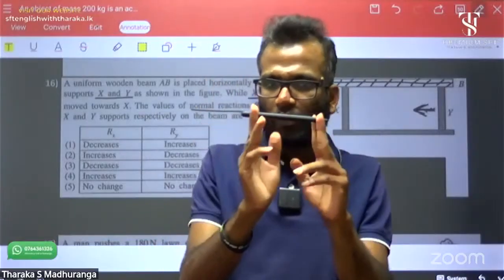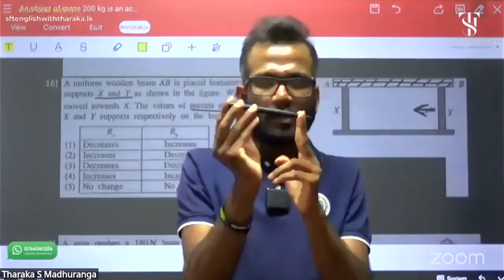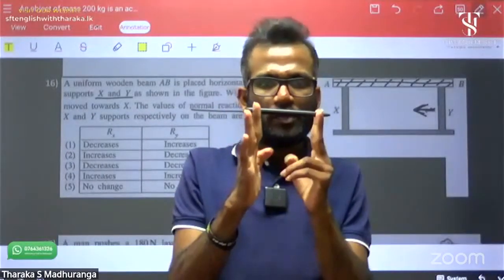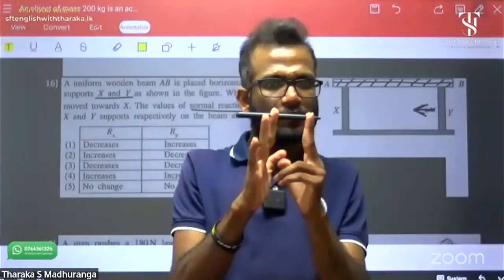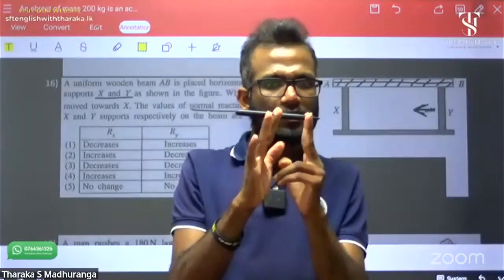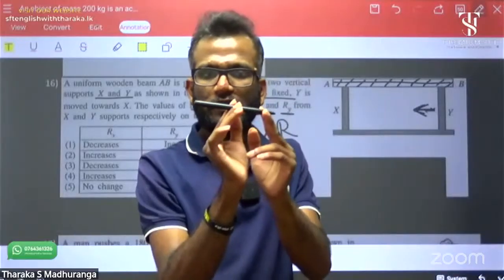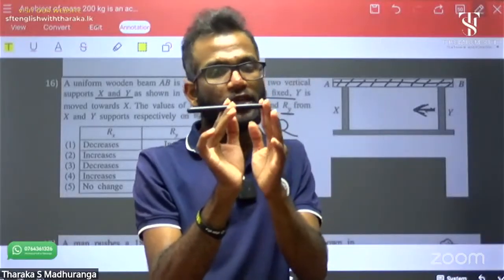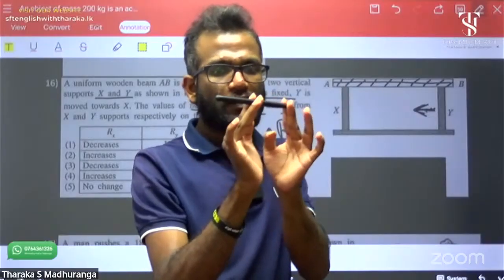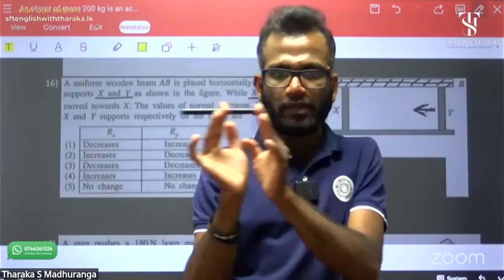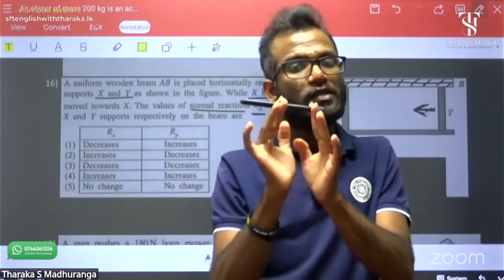Okay, I think this is the rod. I'm going to this Y support, and I'm going to move in this direction. Now what happened actually? The weight acts on this side, and the weight is increasing. The weight acting on my right side is increasing, so the perpendicular reaction is increasing.